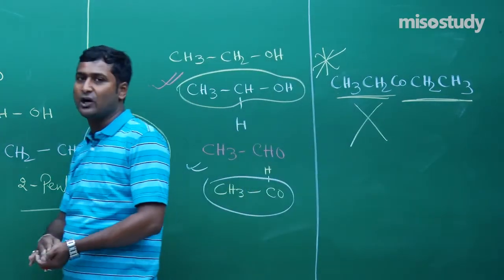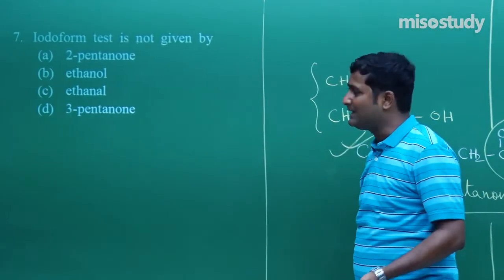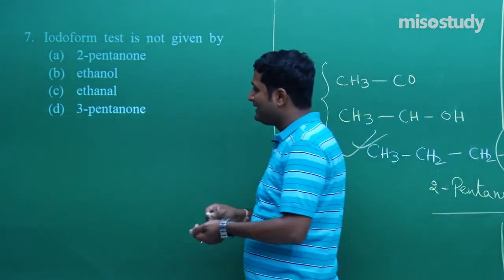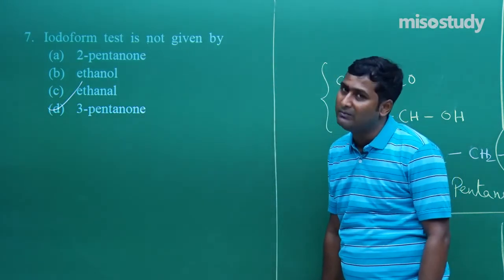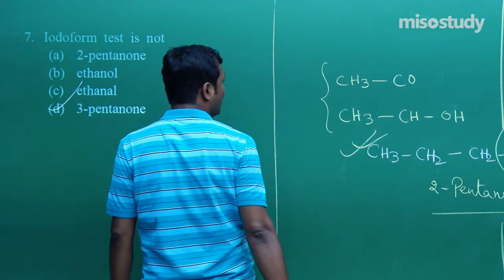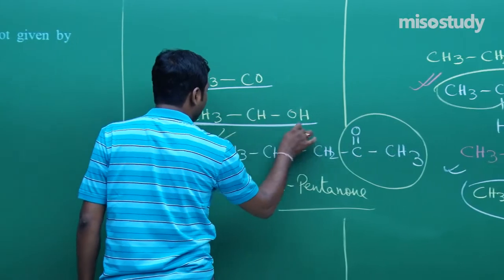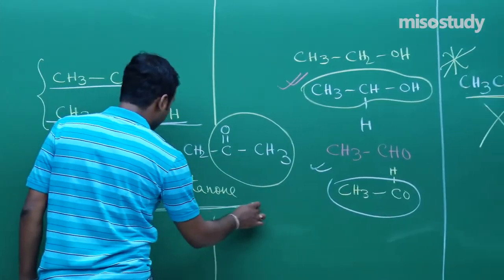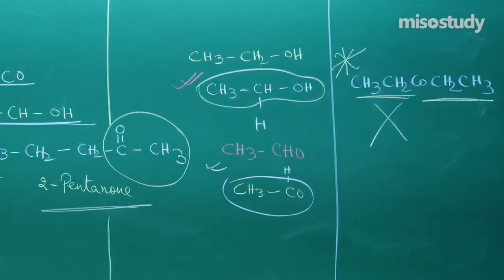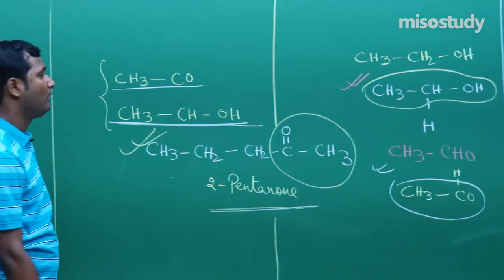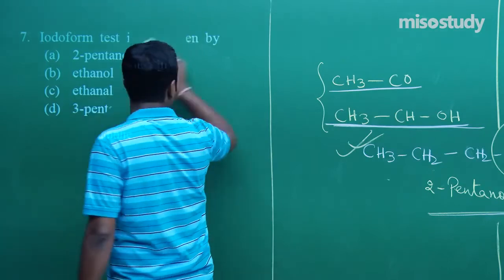I am moving here, check it out. So for this question, now we can easily assume that D is the correct option. It will not show a positive iodoform test. Check out the explanation. CH3CO linkage, CH3CHOH linkage. So in this case, the first one, second one and third one will show a positive iodoform test, but the fourth one will not. Clear to you? Now I am going to rub this part and we'll discuss the next question.